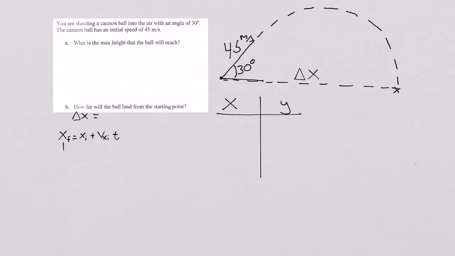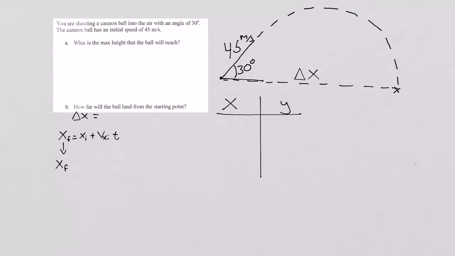X final, we don't know. That's what we're solving for. And to explain that this actually works, if you look at x final equals x initial, subtract x initial, x final minus x initial equals delta x, change in x. So there you go, a little side equation to show you what we're doing. Alright, back to the problem.